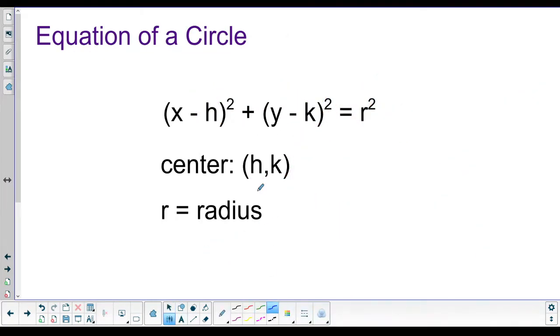H is the horizontal shift. It tells us the x location of the center. K is our vertical shift. It tells us the vertical location of the center. Both are sign swapped from the equation. And then this tells us our radius squared. So to get to the radius, we have to take a square root to figure out the actual radius.